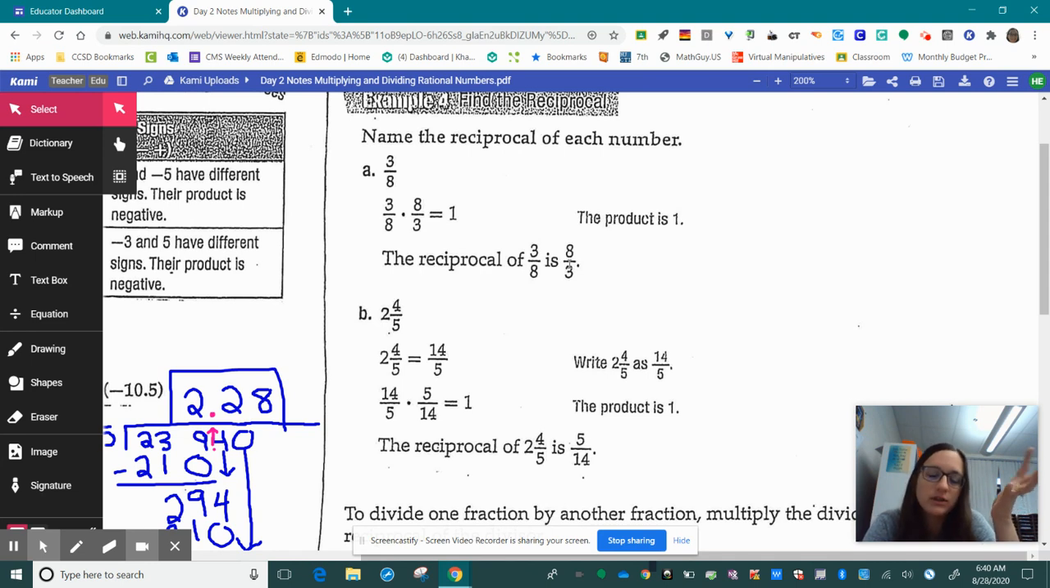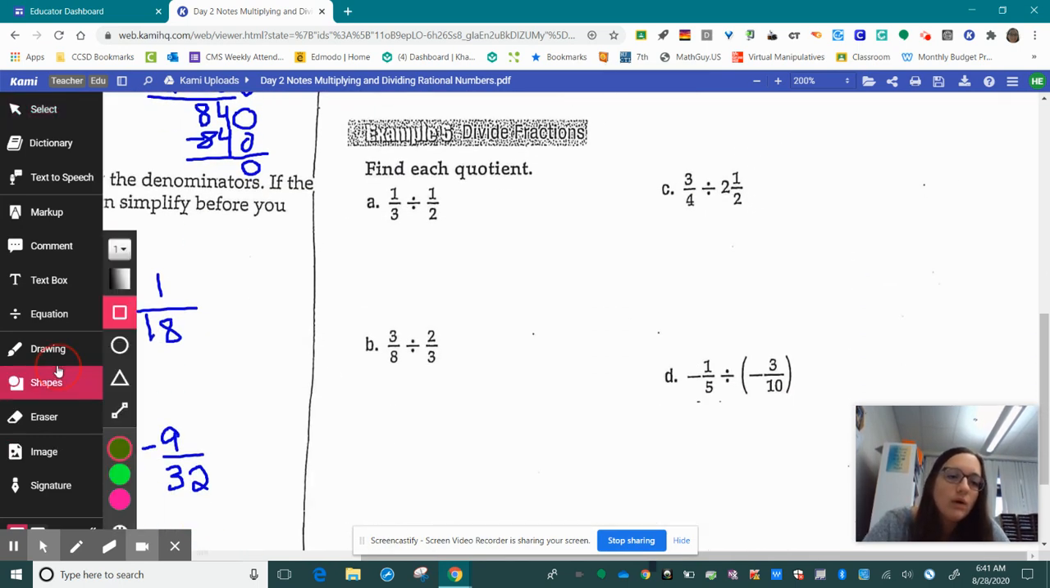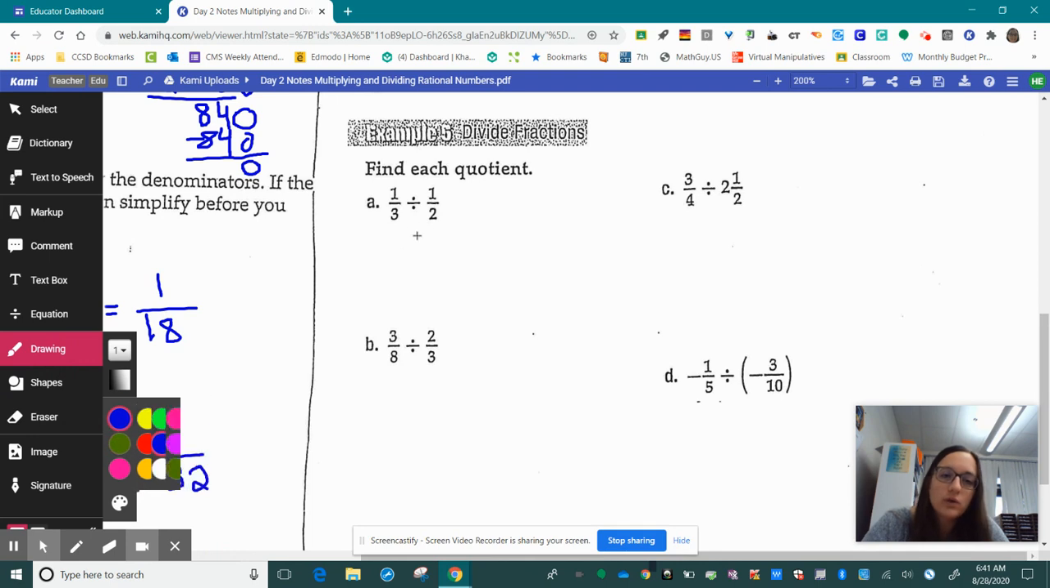Now, all rational numbers can be written as a fraction. So we just find whatever other number gets us to 1. And if you notice the pattern here, we just flip it. There's the keep, change, flip. That's the reciprocal. So let's look down here. And we are going to work through this one here.